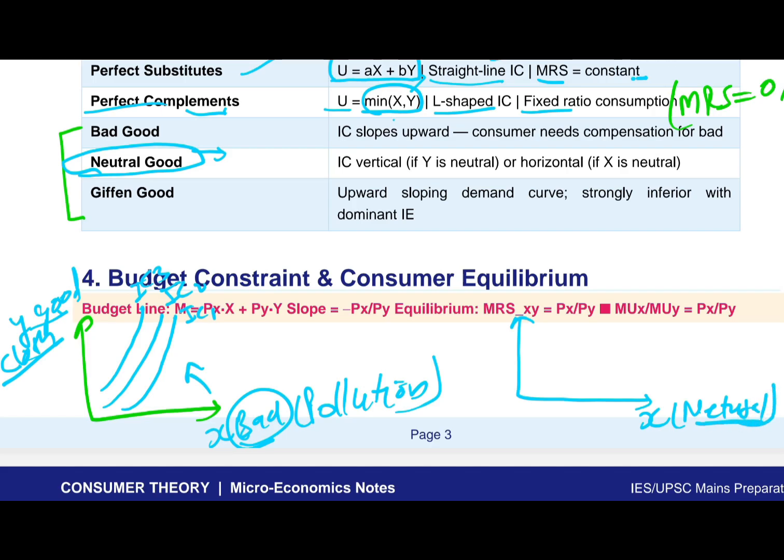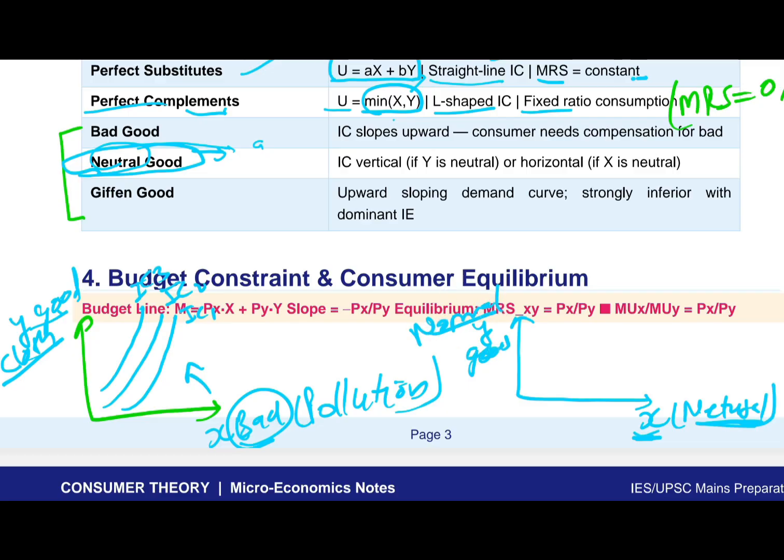Okay, there is one more definition of neutral good. Neutral goods are those goods which have neither a positive impact on you nor a negative impact on you. Whether you increase or decrease the consumption of it, it doesn't impact your utility.